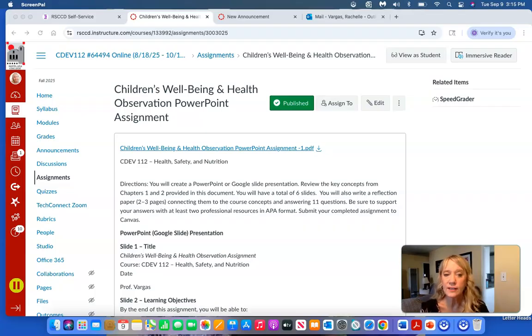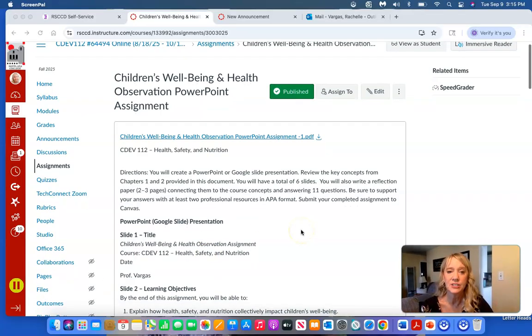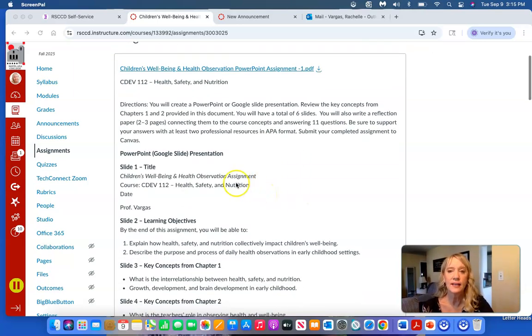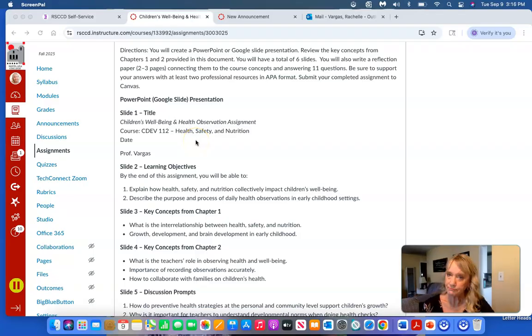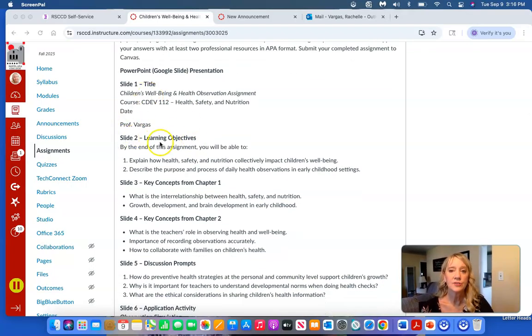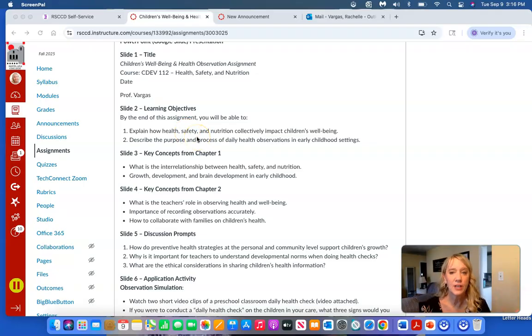The directions for this assignment: you're going to create a PowerPoint or a Google Slides presentation, and you're going to have 6 slides. It breaks it down right here. These slides are just answering the questions. Slide 1 will have the title and just your name and date. Slide 2, we're going to look at the learning objectives.